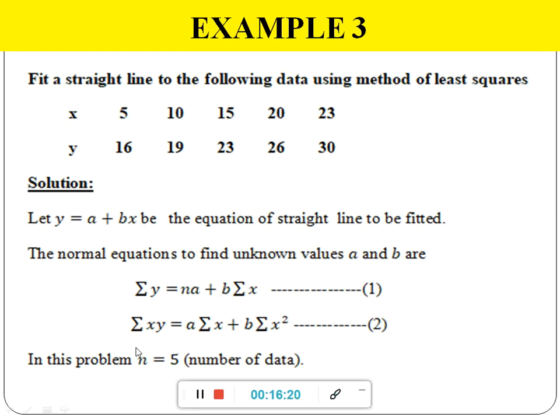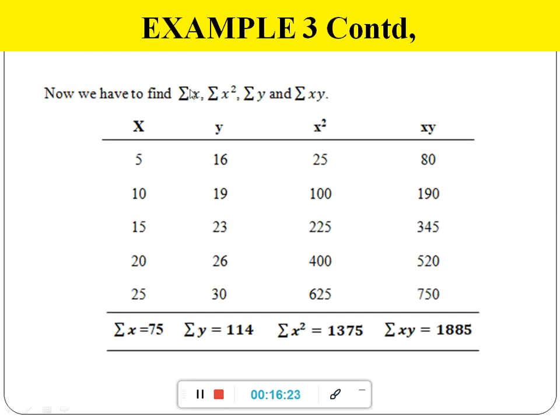To find the values of a and b, we have to compute summation x, summation x square, summation y, summation xy. So this is small x. The x values are 5, 10, 15, 20, 25. Y values are 16, 19, 23, 26, 30. Add all the values of x, gives 75. Add all the values of y, so summation y is 114. To find the third column x square, square the values of x. 5 square is 25, 10 square 100, 15 square 225, 20 square 400, 25 square is 625. Add all the values of x square, summation x square is 1375.